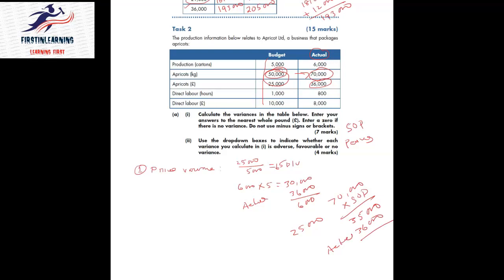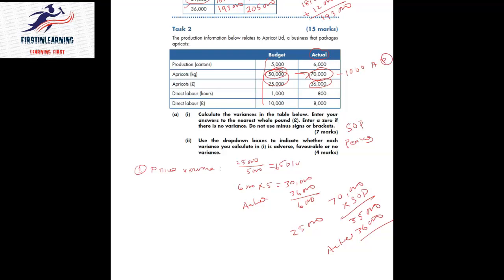So the cost is supposed to be 35,000 based on the 70,000 quantity we use. So we use 70,000 kilo. The cost should be 35,000 because every kilo is 50 pence. But actually we spent 36,000. So we spent 1,000 more. So 1,000 is minus. So we can say it is adverse. So 1,000 is adverse for this material price variance.